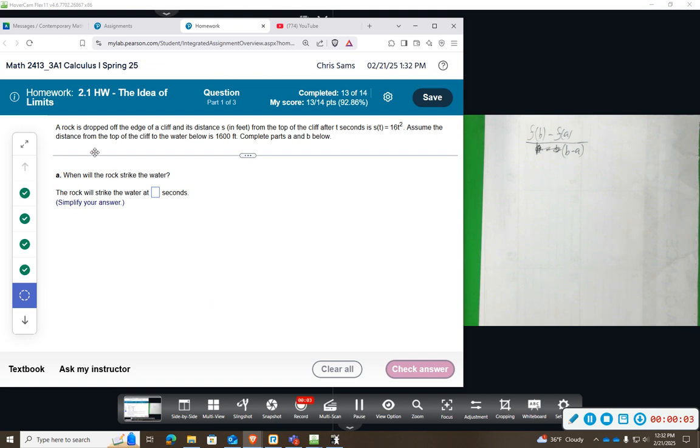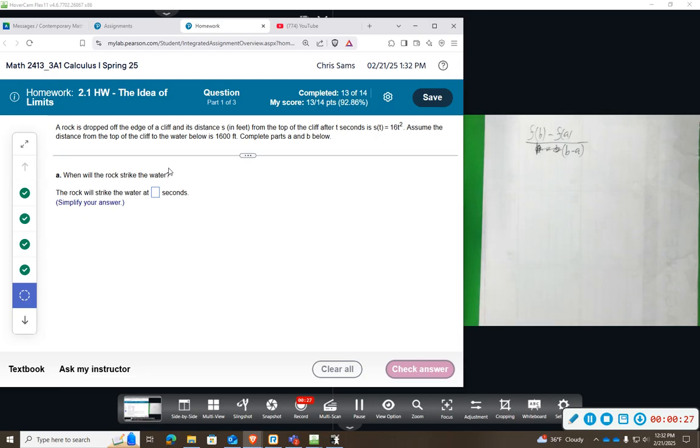Number 14 says a rock is dropped from the edge of the cliff. Its distance s in feet from the top of the cliff after t seconds is given by this equation. We're going to assume the distance from the top of the cliff is 1,600 feet. We're going to complete parts A to B. It says, when will the rock strike the water?